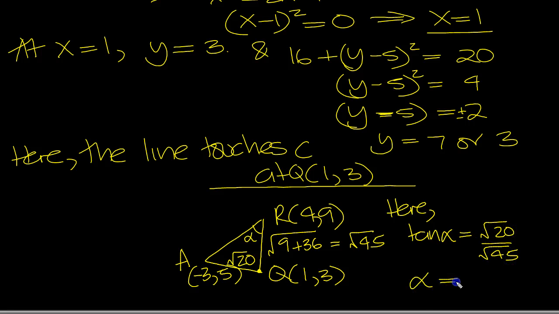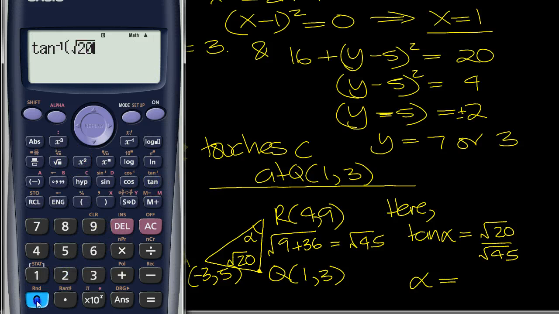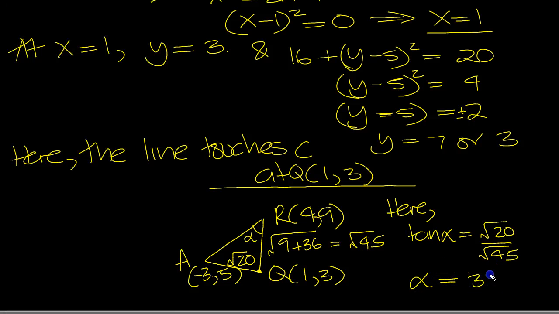So alpha is equal to, let's tap it in the calculator: shift tan, root 20, outside the square root, divided by square root of 45, outside the square root, close bracket, shift tan, 33.69 degrees. 33.69 degrees, and that's to 2 decimal places.